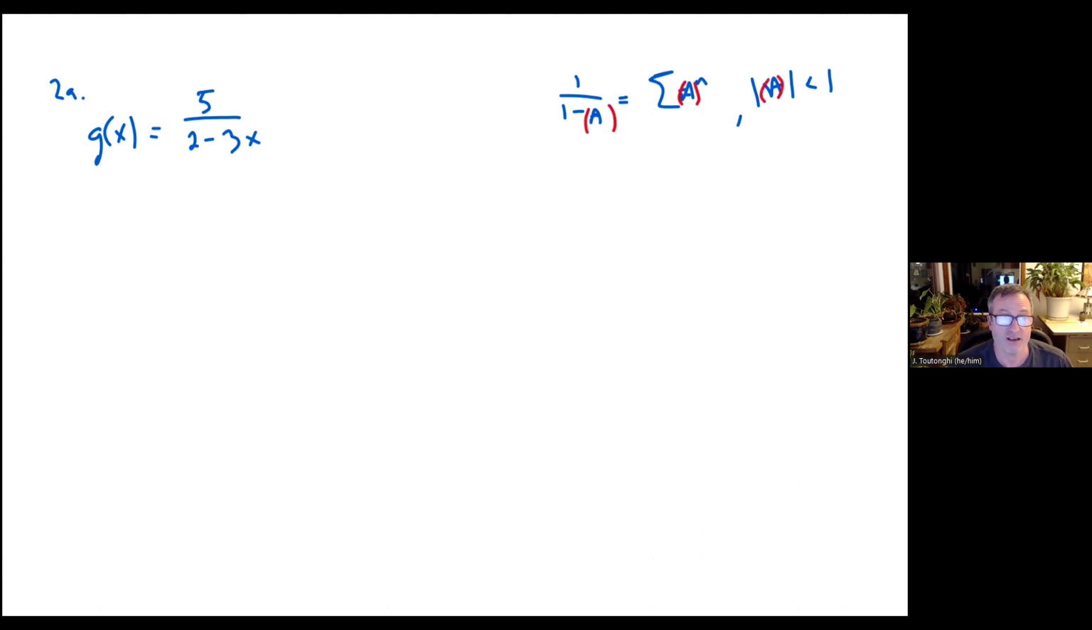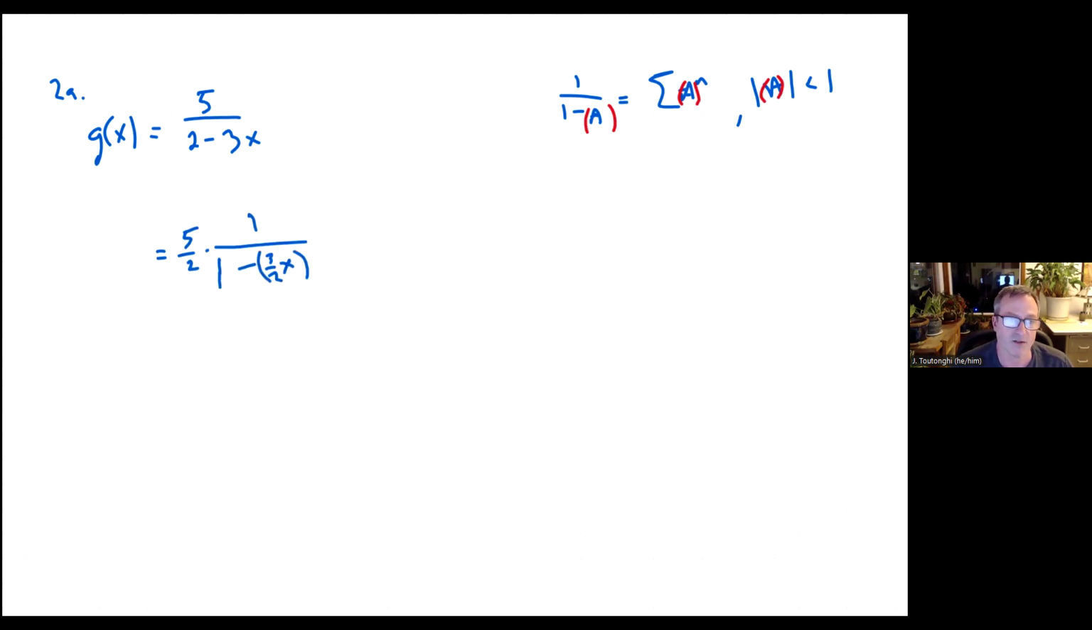So what we're going to do here is factor out this 5 halves out of the top and out of the bottom. So g of x can be rewritten as 5 halves times the fraction 1 on top, and then factor out a 2 here, we get 1 minus, and then divide this 3 by 2, 1 minus 3 halves x. And now we can see this 3 halves x matches my a. This is the form that I want.